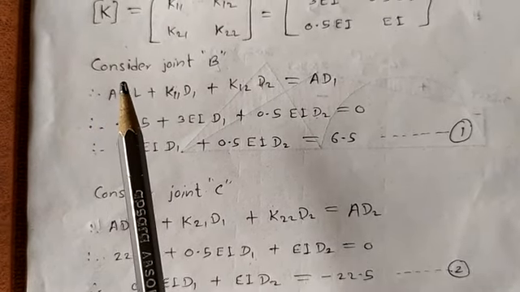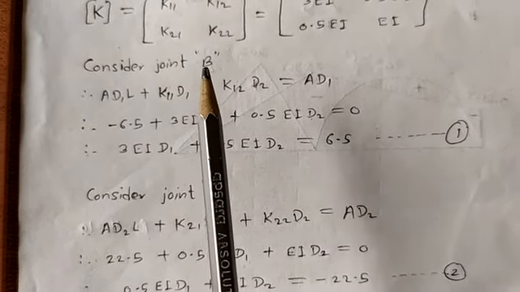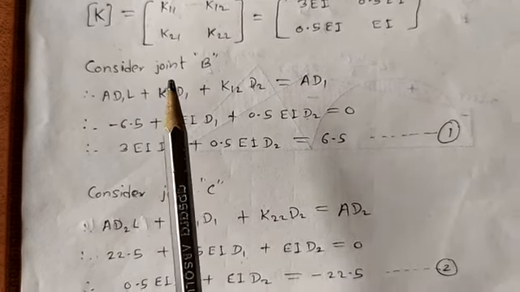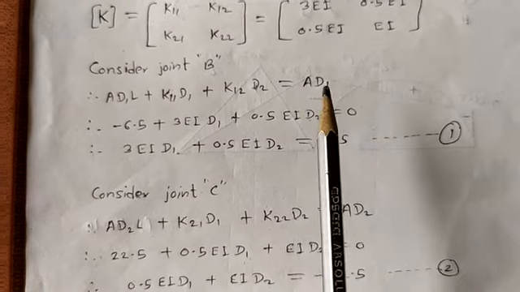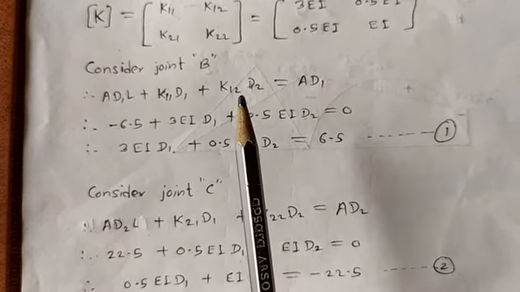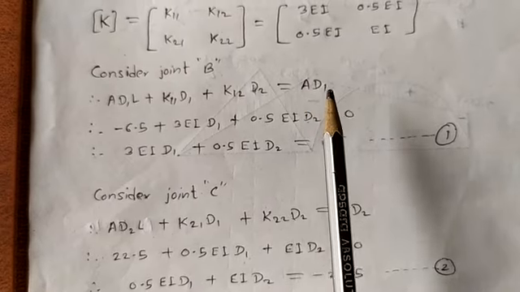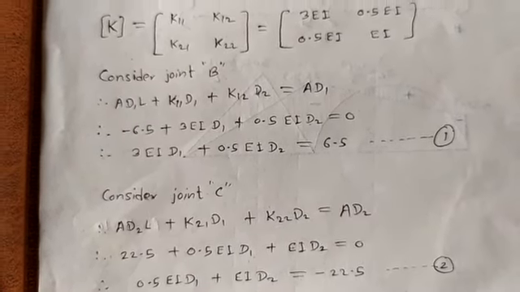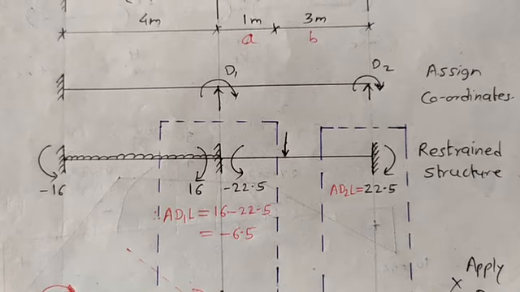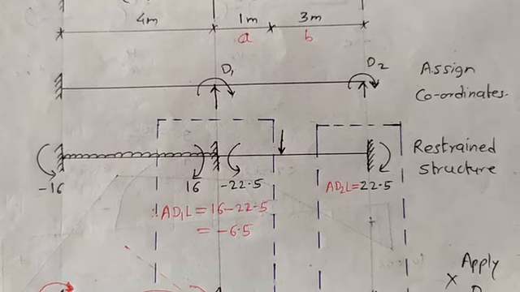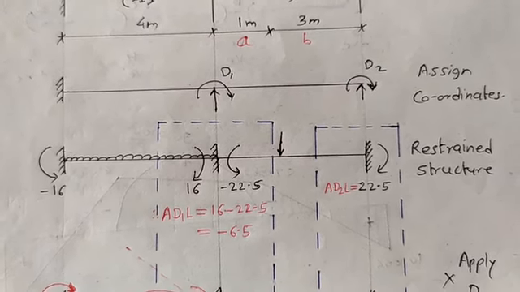Now come to the next part. Now consider joint B. At joint B, we will consider this equation: AD1L plus K11 D1 plus K12 D2 is equal to AD1. So what is meant by AD1L? AD1L means action in the direction of 1 due to loading.